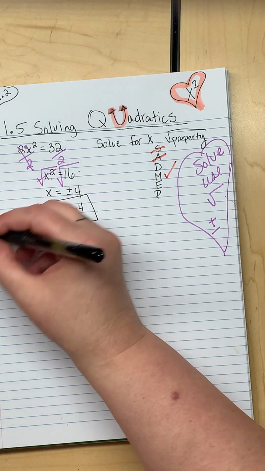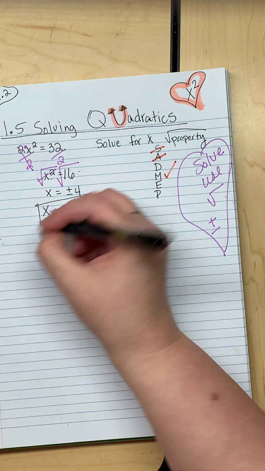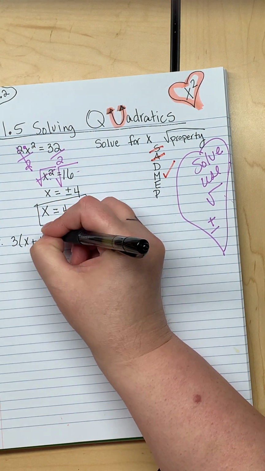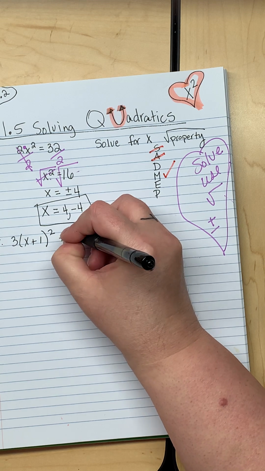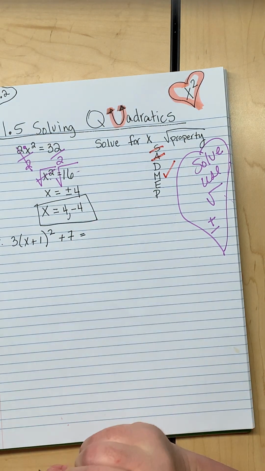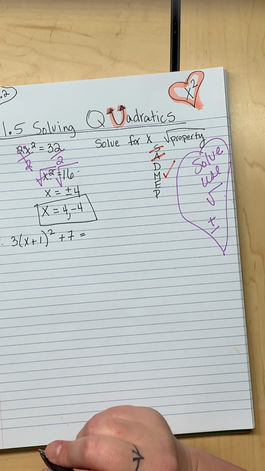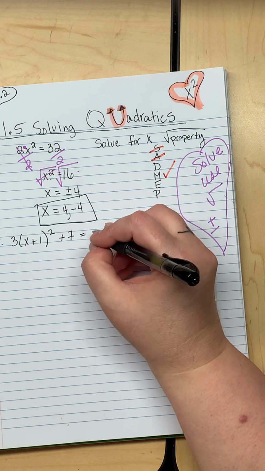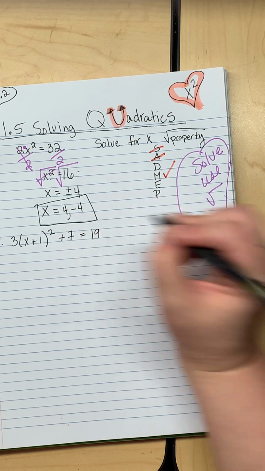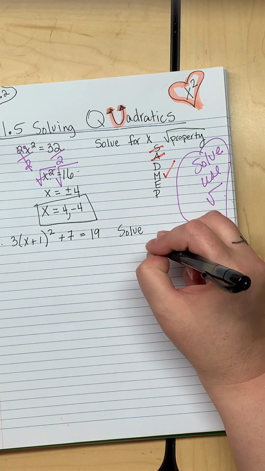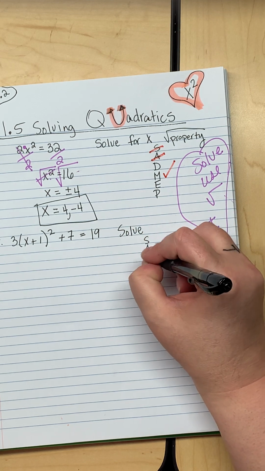Okay, let's do another one. How about we got 3 parentheses x plus 1 close parentheses squared plus 7 equals, oh gatos, should have thought about this. 12. Let's try 19. Whoa. Okay, and we're gonna solve. So again, I'm gonna throw up that SADMEN map.